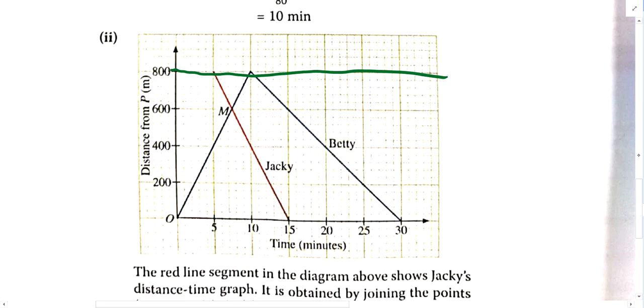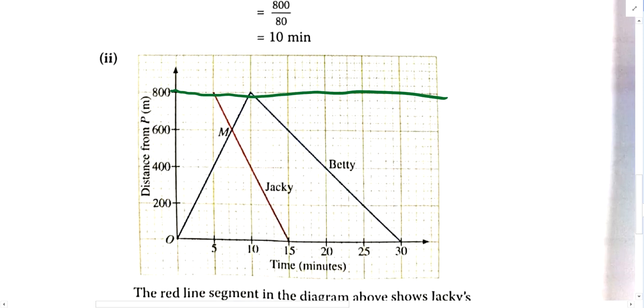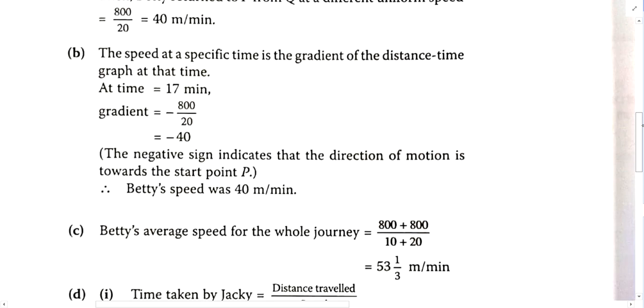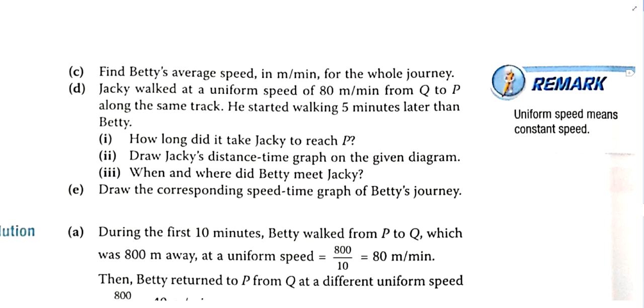But what time did he start? 5 minutes, or 5 minutes later. So this is the starting point, starting time. That's 1 point already. And since he's walking at a constant speed of 80 meters per minute, I have the gradient. So it will be sloping downwards, because I start from 800 meters away and head to point P.